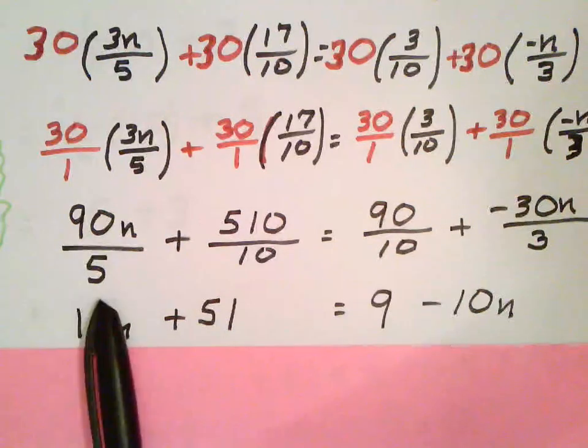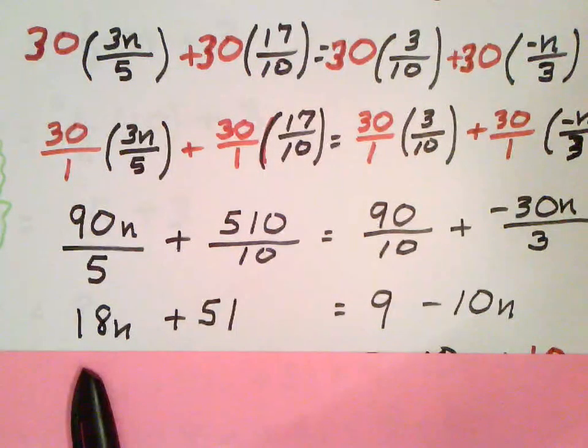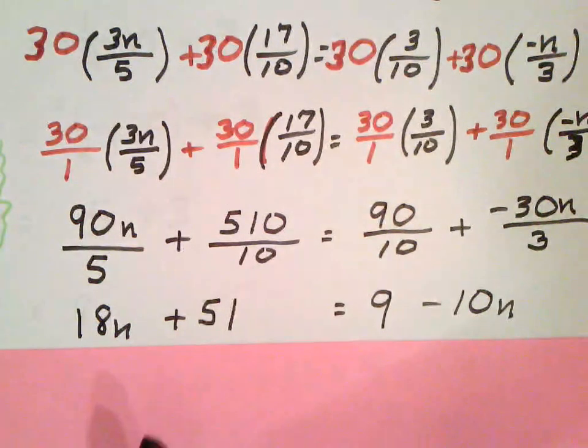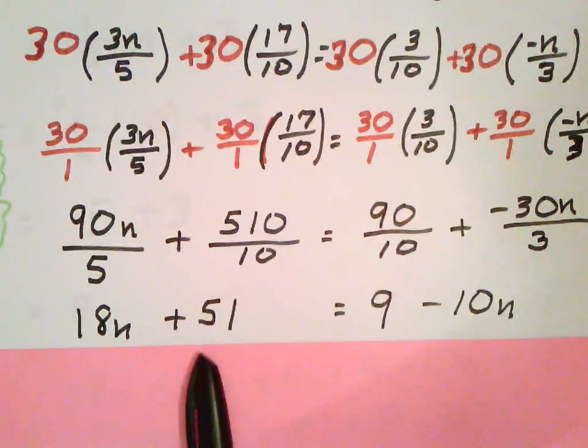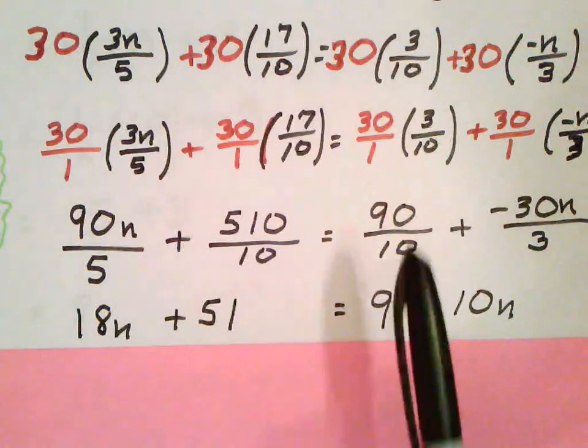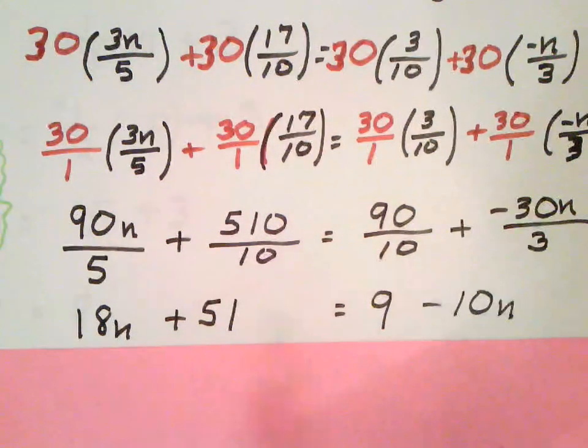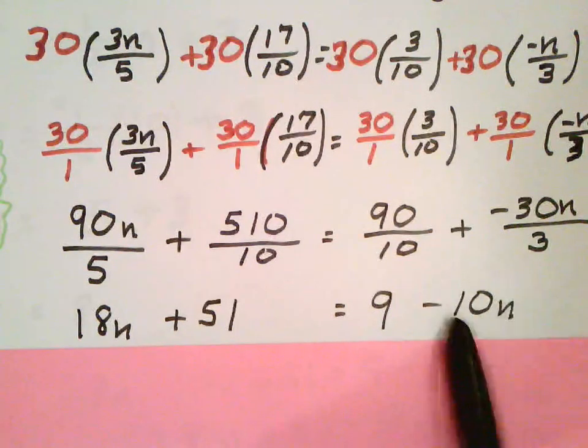Then 5 will go into 90 18 times, so it's going to be 18 times n. 10 will go into 510 51 times. 90 divided by 10 will give us 9. 3 will go into negative 30 and negative 10, so it's going to be a negative 10n.